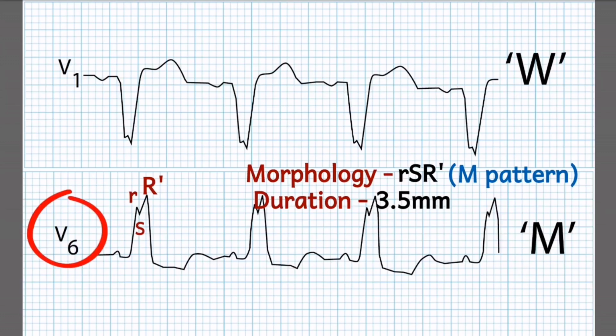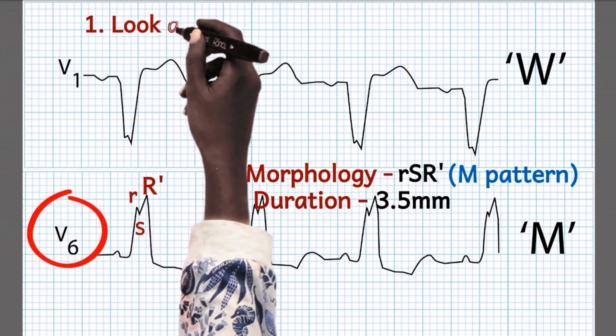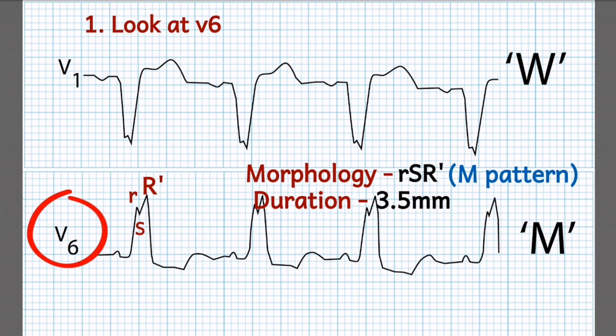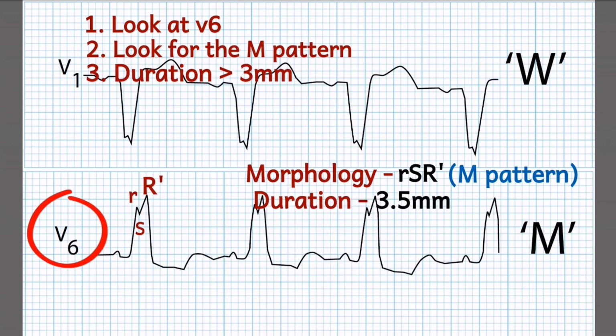And so in summary, to look for left bundle branch block, go straight to V6 because it's a left-sided lead, and then look for the M pattern there, and then duration more than 3 millimeters. And just like we established for incomplete right bundle branch block, if you have an incomplete left bundle branch block, you will have the M pattern in V6, but with the normal QRS duration.